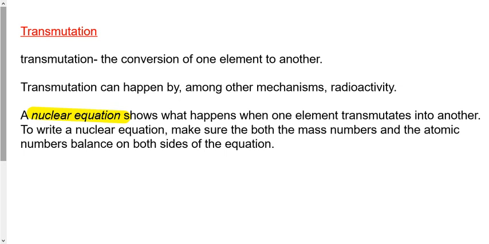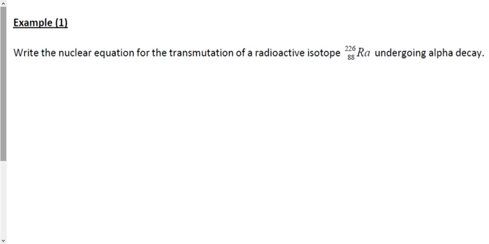Best way to show you how to do this is with some examples here. First one says, write the nuclear equation for the transmutation of radium-226 undergoing alpha decay. Here's radium-226. It undergoes alpha decay. If it undergoes alpha decay, it means it's producing an alpha particle. We don't put it on the left-hand side, because then it wouldn't be producing an alpha particle, it would be absorbing an alpha particle. And that can happen sometimes, but that's not radioactivity. That's a whole other process.